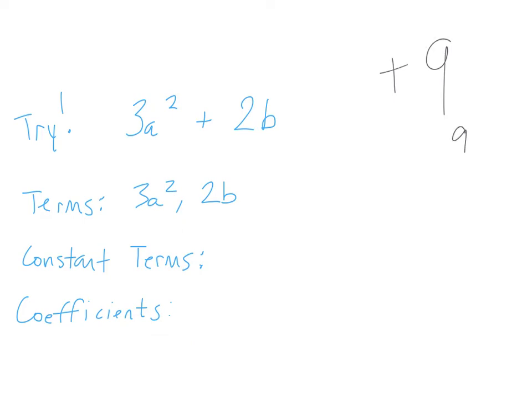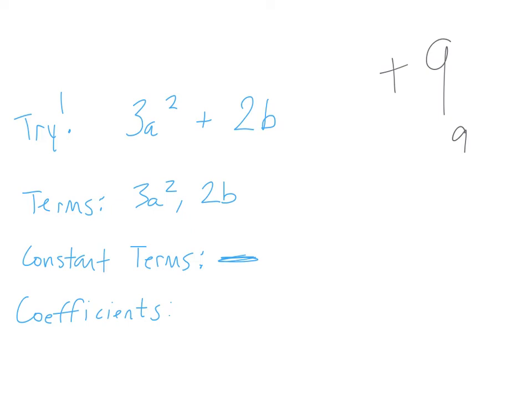Constant terms, we have none. There are no constant terms up there, okay? Zip, zero, zilch, nothing present. Why? Because there's no number up there that is by itself, not attached to a variable, okay? That's a 3, but it's attached to an a squared. That's a 2, but it's attached to a b, which takes us to the next thing, coefficients.